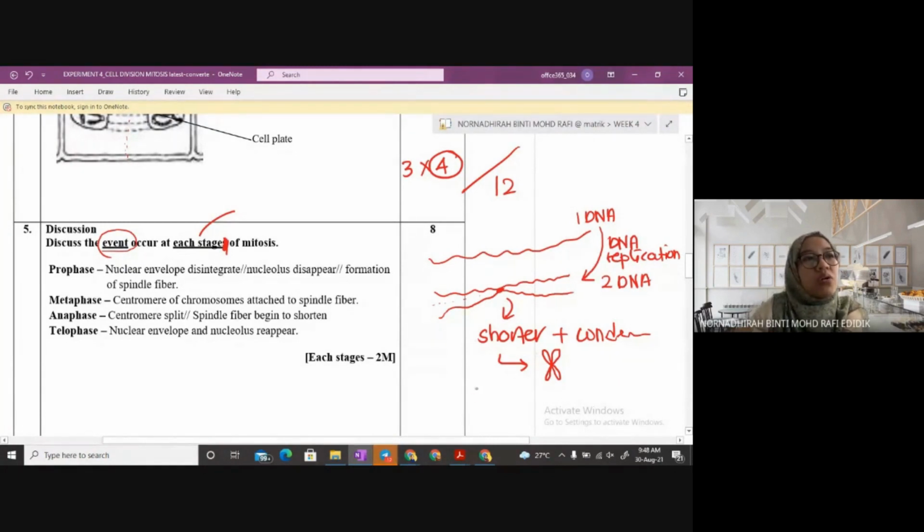Nucleolus kat mana? Nucleolus is actually inside the nucleus. So this one is the cell and then we've got nucleus. Ini adalah animal cell, sorry. So this one is plant cell and awak boleh draw. This one is nucleus and then the inside one is actually nucleolus. So actually nucleolus ni disappear.